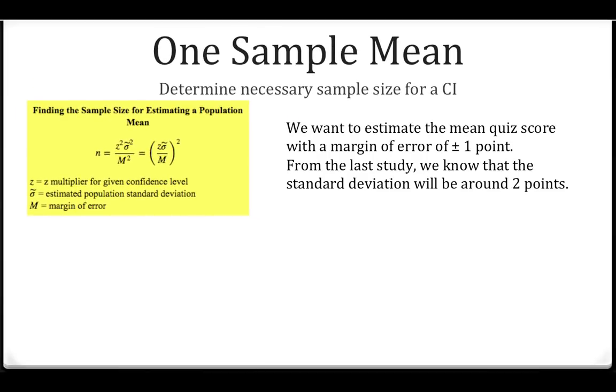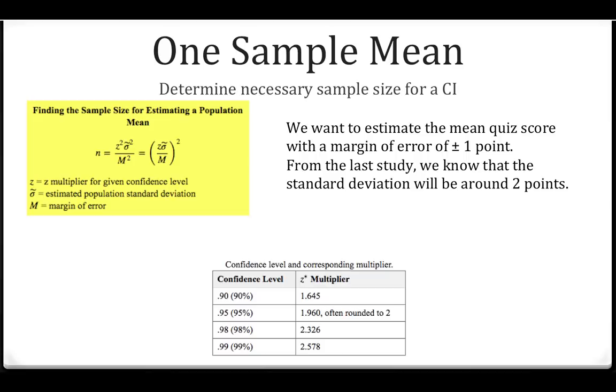We want to estimate the mean quiz score with a margin of error of plus or minus 1 point. From the last study, we know that the standard deviation will be around 2 points. Because a confidence level is not specifically given, we're going to assume that it's the most commonly used 95% confidence level. We'll find the multiplier for 95% confidence level, which is 1.960.